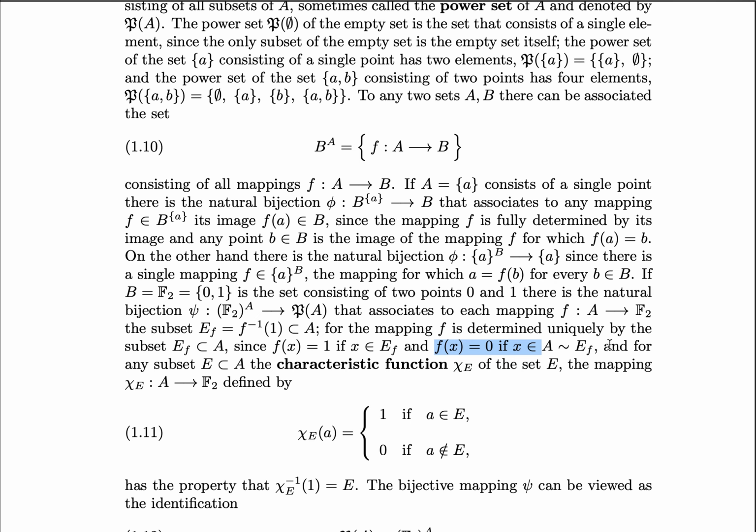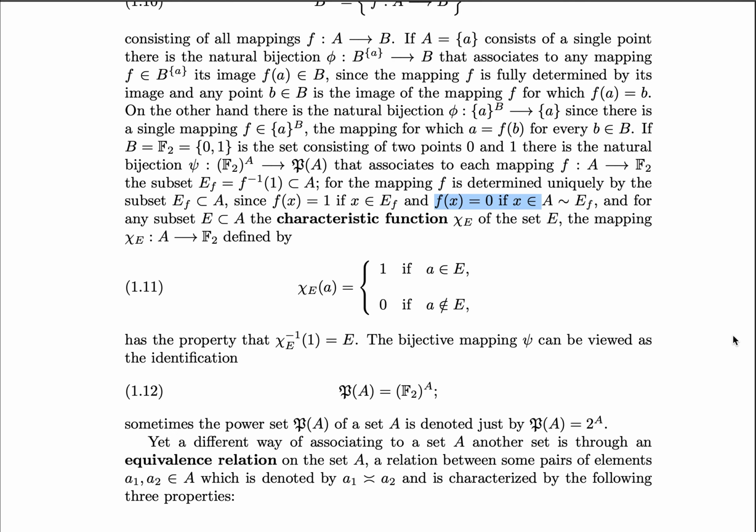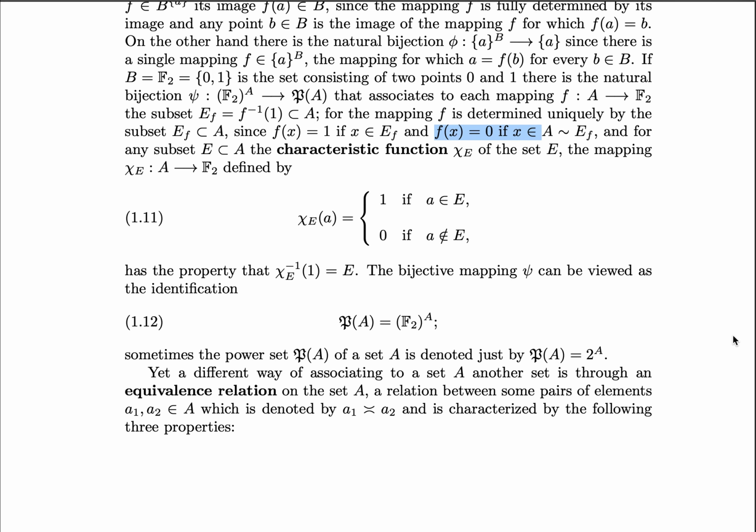We can make this a little more rigorous by introducing the idea of a characteristic function, chi of E, which is defined for any subset E of A, such that chi E from A to the field of two elements is defined by chi E of a point a is 1 if a is in that subset, and 0 if a is not in that subset. It has the property that the pre-image of 1 under chi of E is the set E itself.